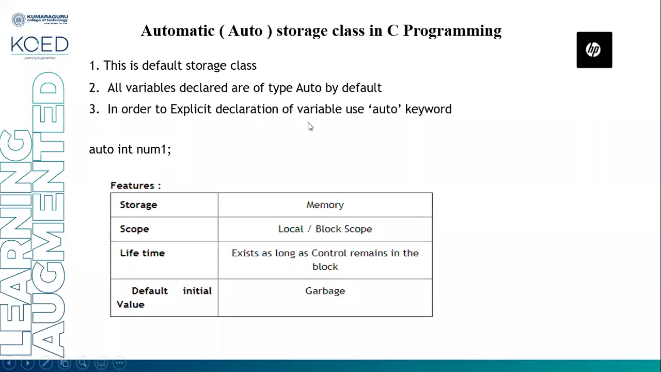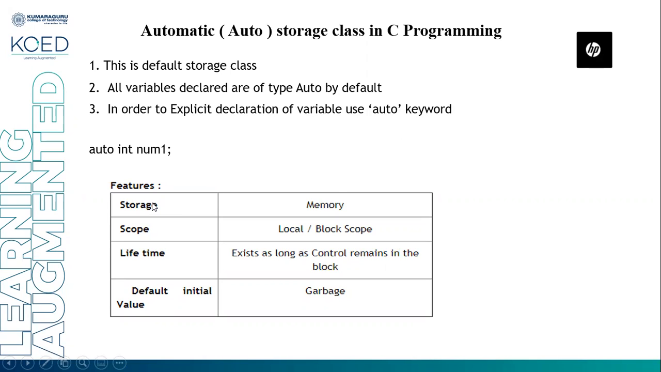So first we are going to clear the auto storage class in C programming. This is a default storage class. It means that when we give a data type and a variable name, and you are not giving any storage class, by default it will be taken as an auto storage class. All variables declared are of type auto by default. In order to explicitly declare a variable, you can use the keyword auto.